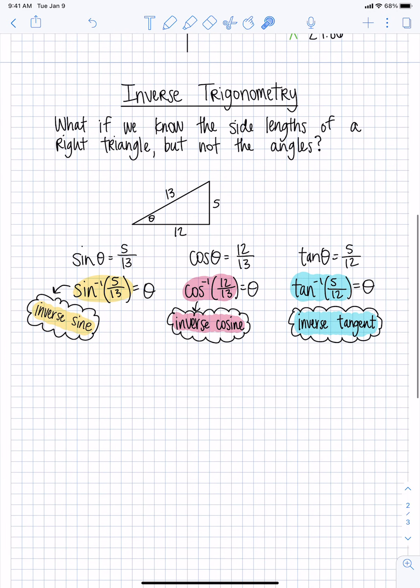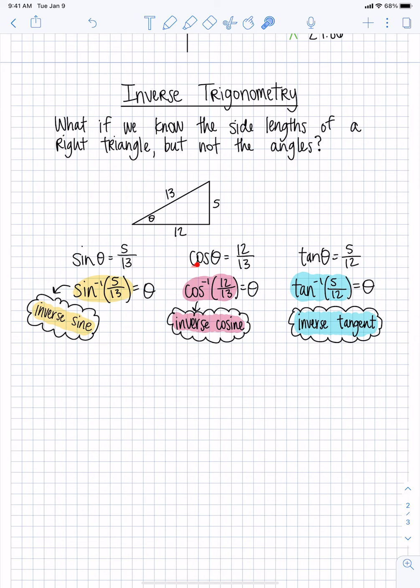All right, there's a little bit more we're going to look at. So we also learned about our inverse trigonometric functions. This is when we know all the side lengths of our triangle, but not the angles. So if we know the side lengths of a right triangle and not the angles, we'll need to use these inverse functions. So in this triangle, we know the sine of theta, opposite over hypotenuse, is going to be 5 over 13. So if we want to find theta, we'll do the inverse sine of the ratio 5 over 13 will give us our angle.